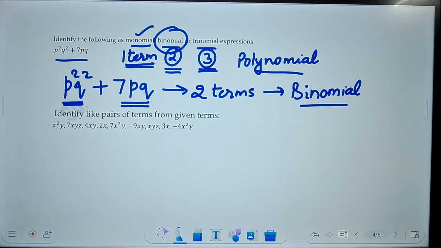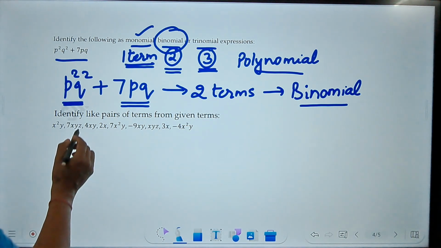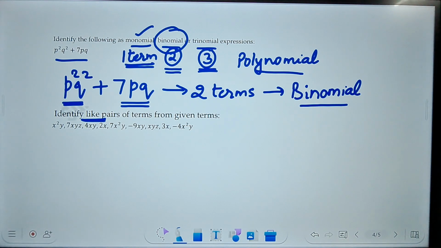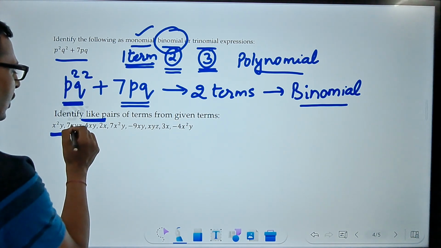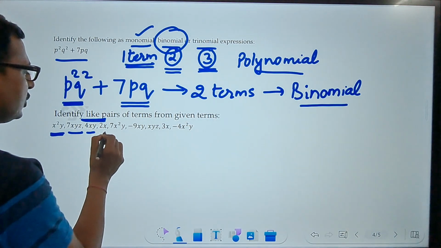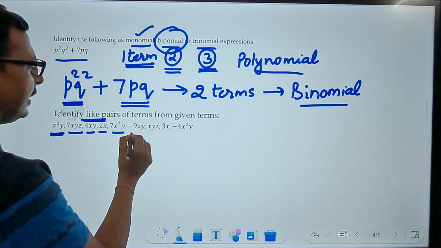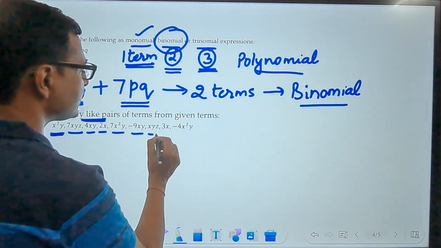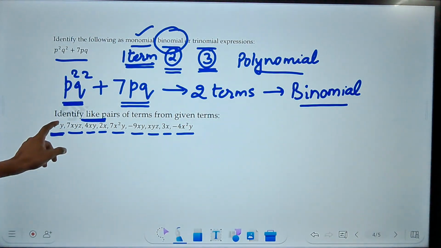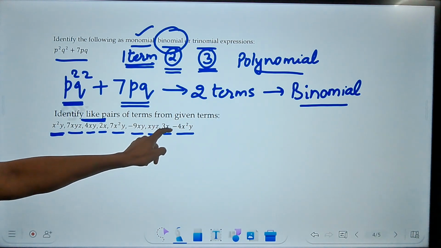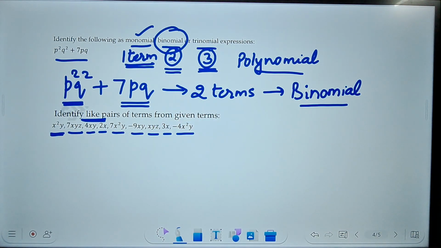Likewise, here we have a question where you have the concept of like terms and unlike terms. If you see this x square y, this is a single term. I'm just underlining the terms: 7xyz, then 4xy, then 2x, then 7x square y, negative 9xy, xyz, 3x, and minus 4x square y. So we have 1, 2, 3, 4, 5, 6, 7, 8, 9 terms here, and we need to identify the like pair of terms. That means like terms.